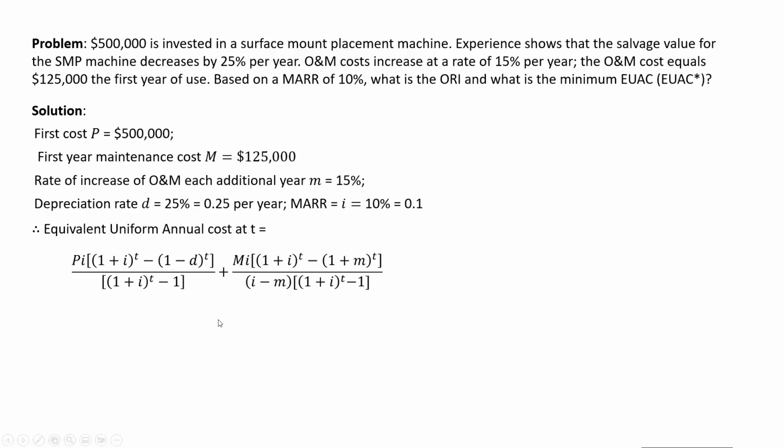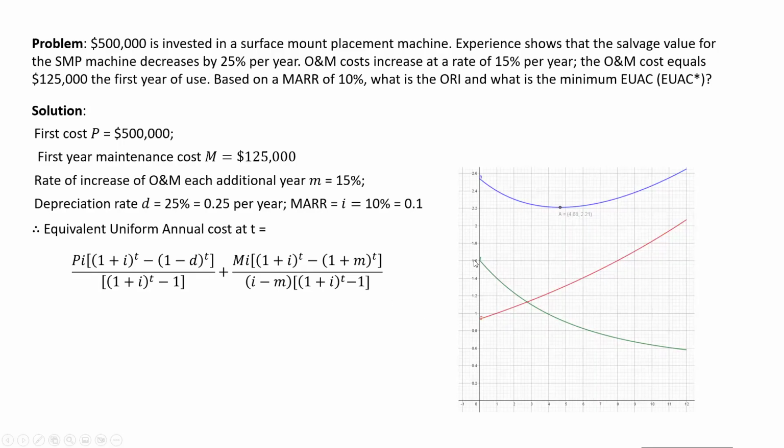Or there is another way of doing it, which is what I resorted to doing. To me, this is nothing but one function of t plus another function of t, and I just need to add them. So that's what I did. I drew the curve. This curve is the green. And this operating and maintenance cost is increasing like that. I think in the other one it increased linearly, but it doesn't have to be. It in fact is not.